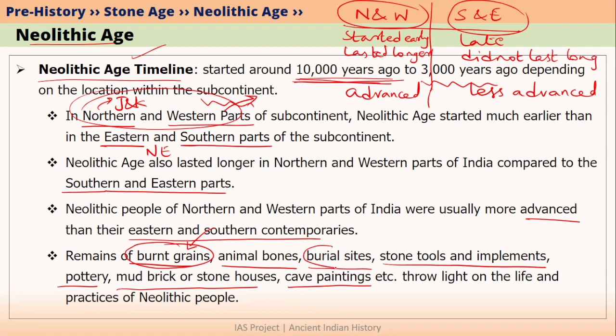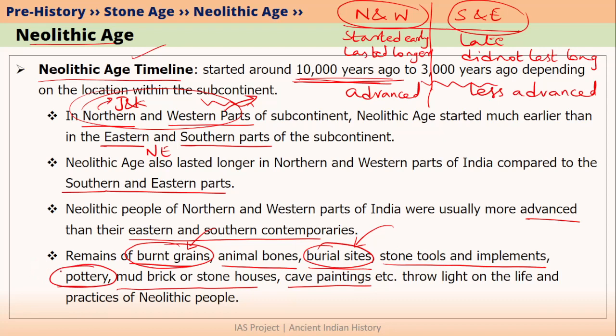Similarly, burial sites. In Paleolithic Age, we did not study about any particular burial traditions. But in the case of Neolithic people, we see that burial traditions have developed. And burial traditions were very elaborate, which we will learn about shortly. Similarly, in Paleolithic age, there was no pottery. But in Neolithic age, pottery was developed.